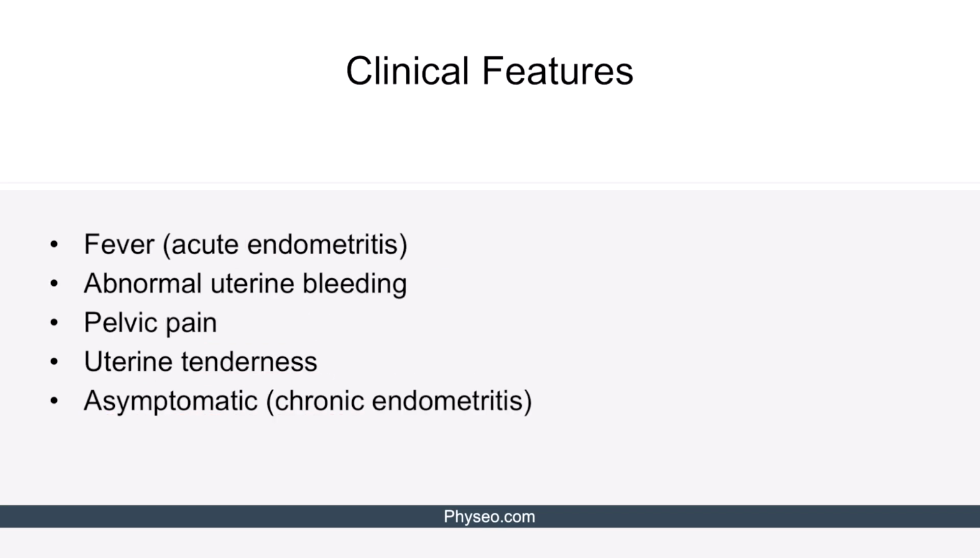Okay, now let's discuss the clinical features. Fever is present almost exclusively in acute endometritis. In fact, the presence of fever is an important distinguishing factor between acute and chronic forms of endometritis, because both of them are usually characterized by abnormal uterine bleeding, pelvic pain, and uterine tenderness. Chronic endometritis may even be asymptomatic.